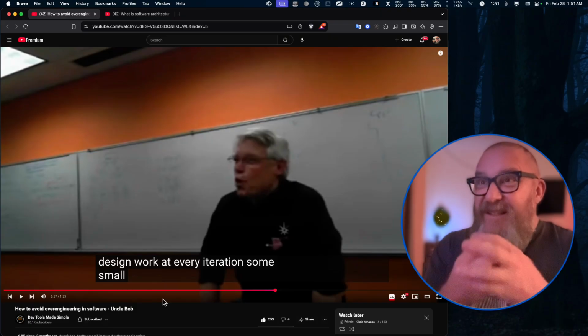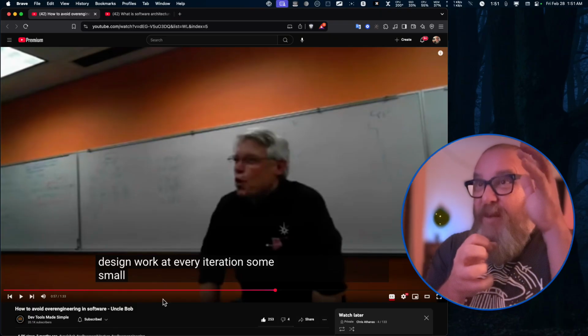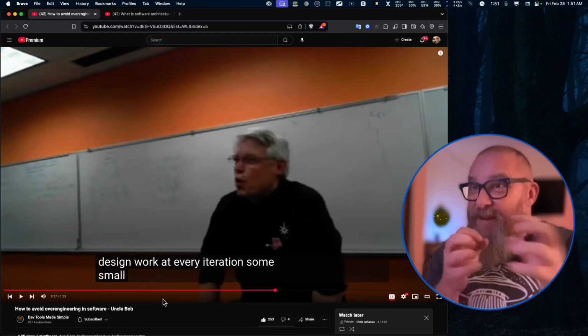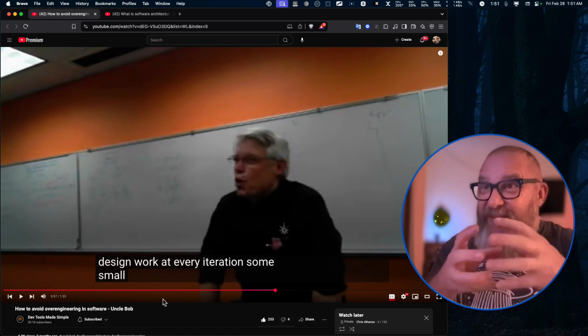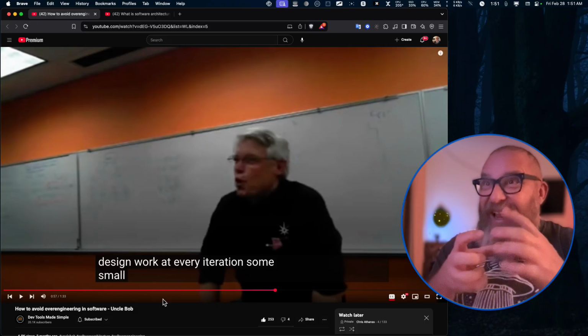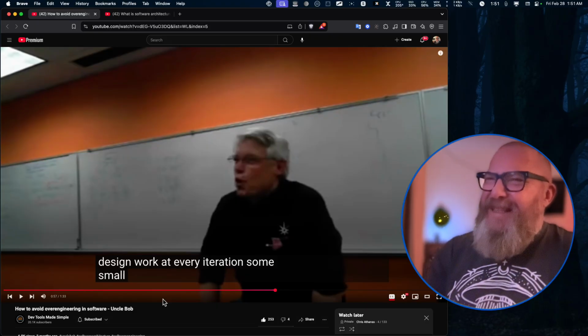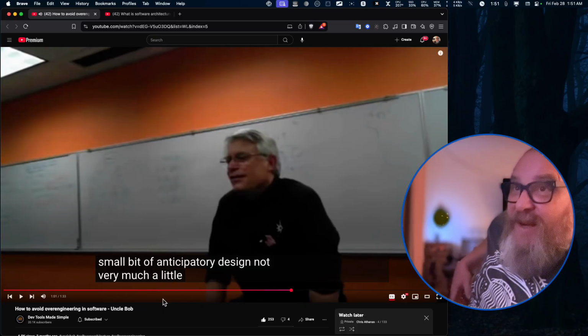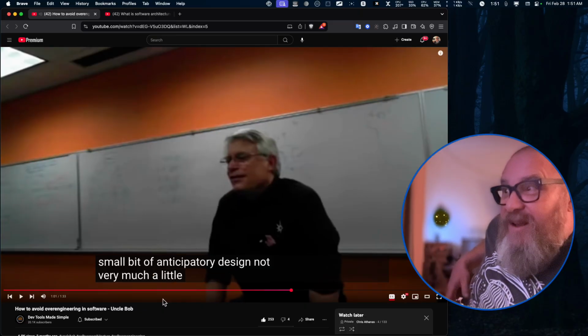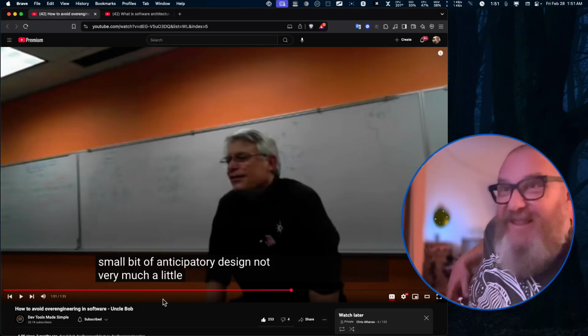And the implementation doesn't necessarily match our imagination, or it will match our imagination, but our imagination does not match the problem space properly. So we need to modify it, change it around. A small bit of anticipatory design, not very much. Okay, well, how much do we need? What's a little and what's too much?